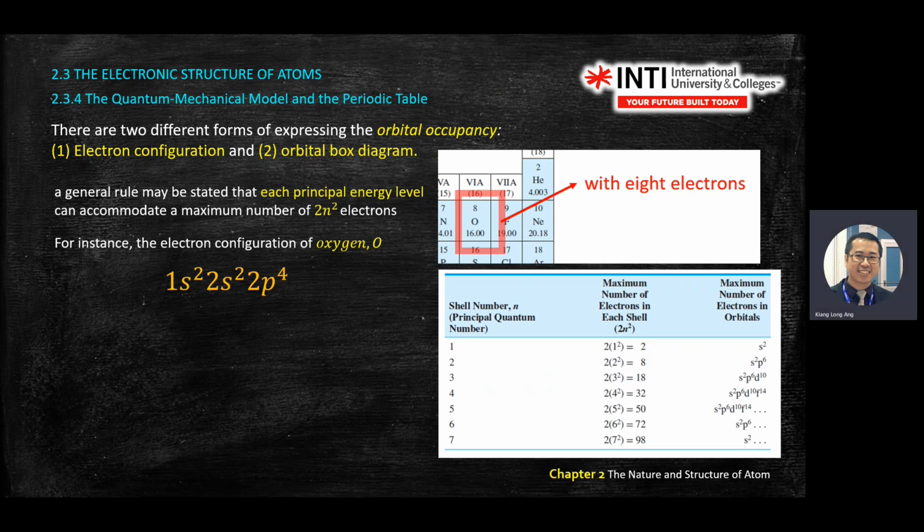So you continue with the second one, 2s. In 2s, you have 2. And you have another 4, so 2p4. How many electrons can fall into p? 6. But you only fill up to 4. You have 2 more empty spaces here.